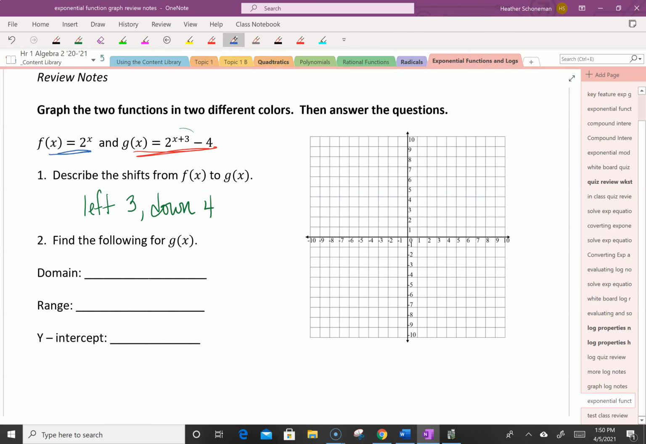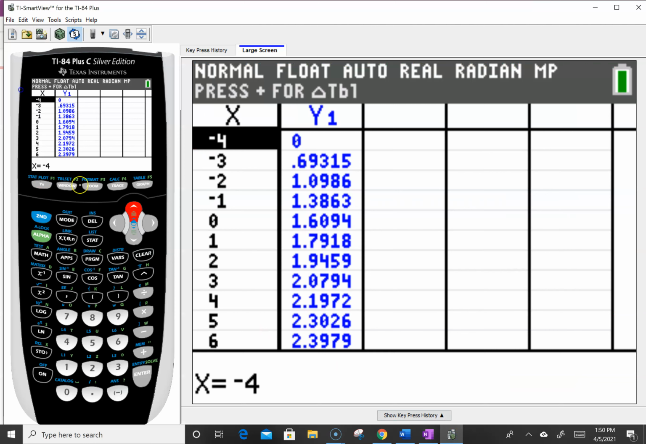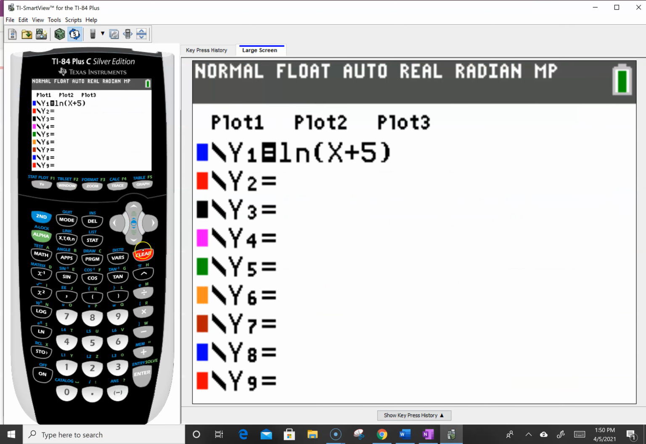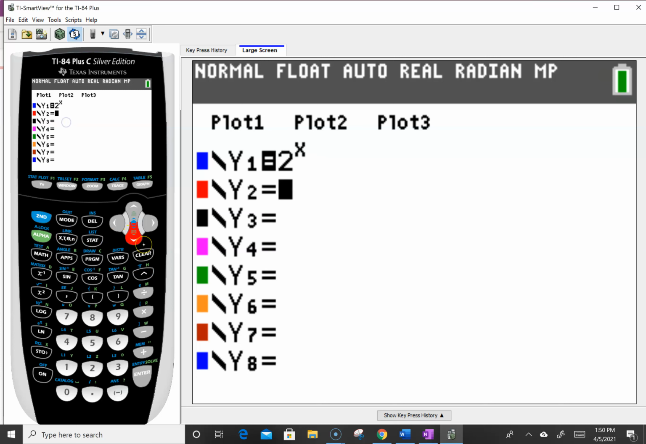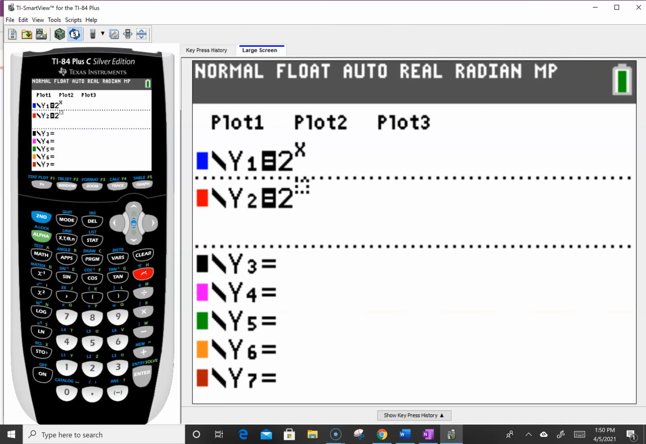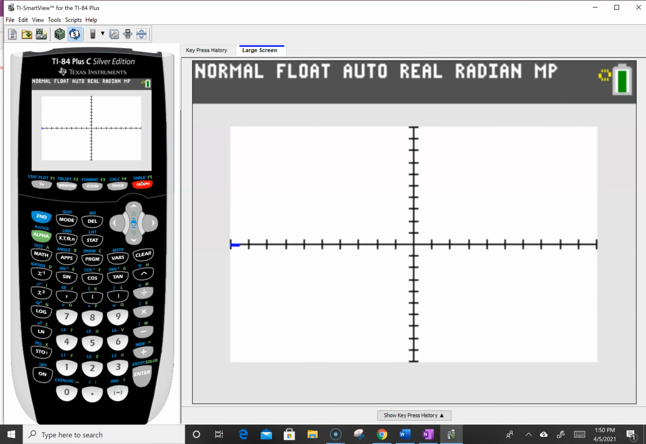Okay, now we need to put these into our calculator so we can graph them. So we're going to come over here to the y equals. We're going to clear out what's in here. And over here, we're going to put 2, and then you're going to use this caret button and do the x. That's the first one. And now we have to do the second one. So we're going to do 2 caret, and then up here we're going to have x plus 3. Now the minus 4 is out of the exponent, so we have to do minus 4. So you have to arrow to the right and then do minus. Make sure you do a minus and not the plus or the negative sign. Do minus 4. We can take a look at that graph.